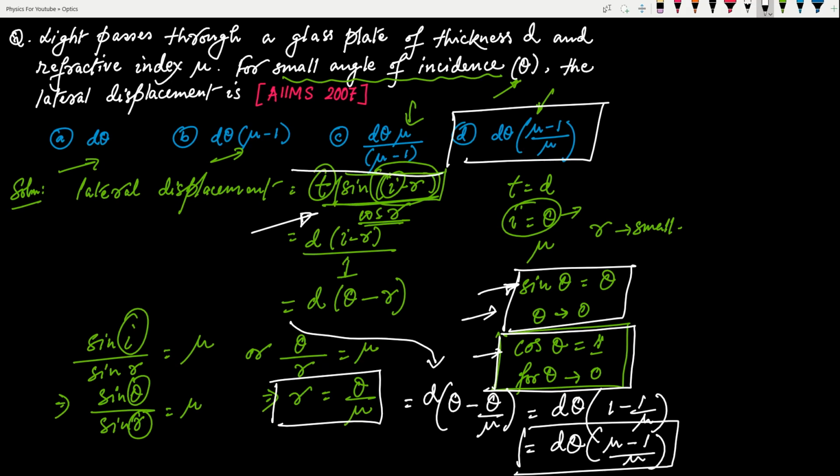You just need to use the formula of lateral displacement, that is thickness into sine (I minus r), where I is the angle of incidence and r is the angle of refraction, divided by cos r, where r is the angle of refraction. So this is simple. I hope you have understood the concept. Just remember this formula and you can solve any question based on this concept.